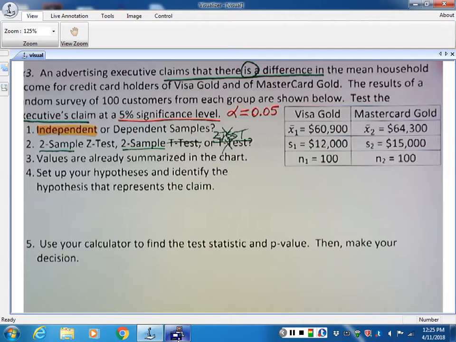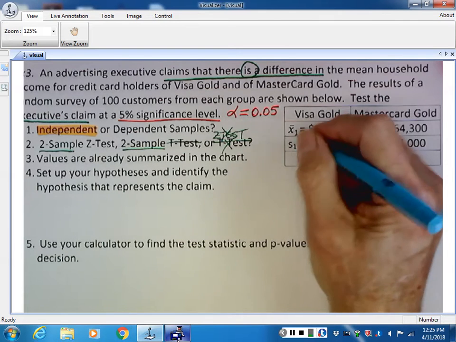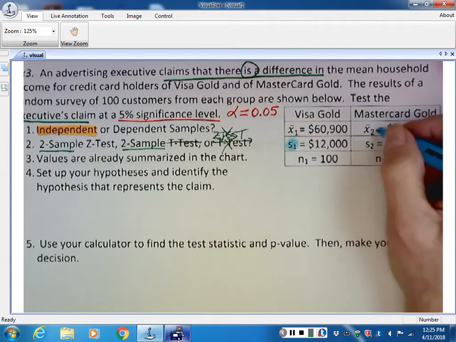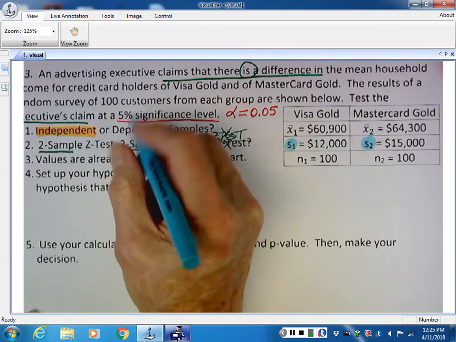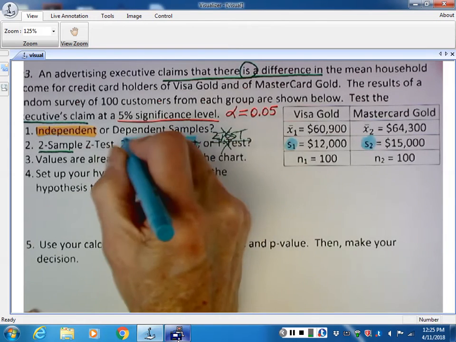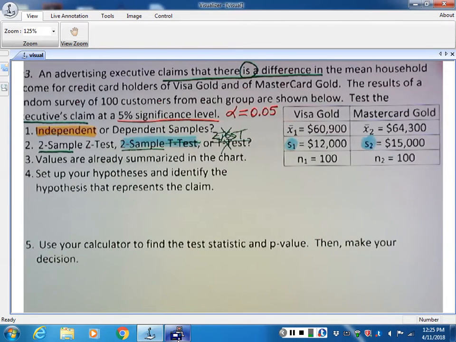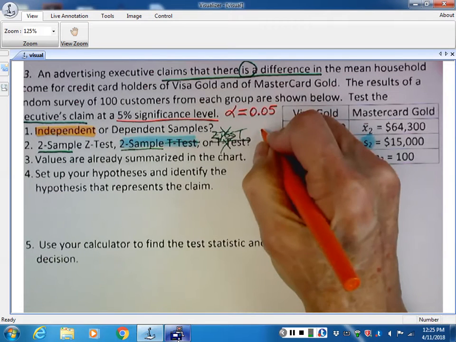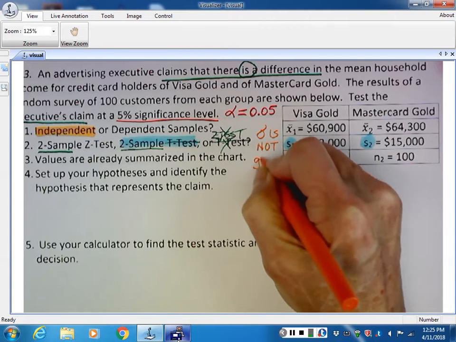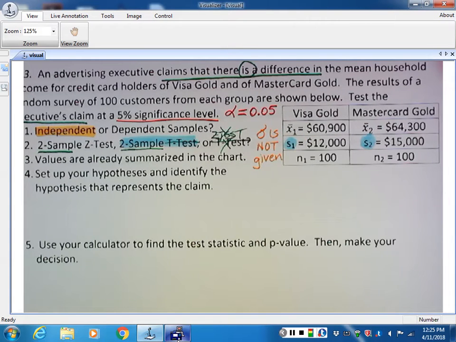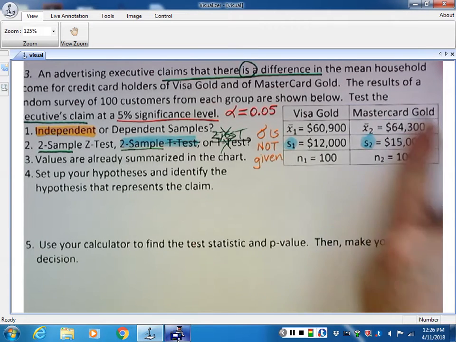So, we don't know sigma, right? Sigma's not being given for either one. In fact, what we know is sample standard deviations. We don't know population standard deviations. So for that reason, we're going to do a two-sample t-test. And that's because in this case, sigma is not given. So we can't choose z, we have to choose t. Our values are already summarized.